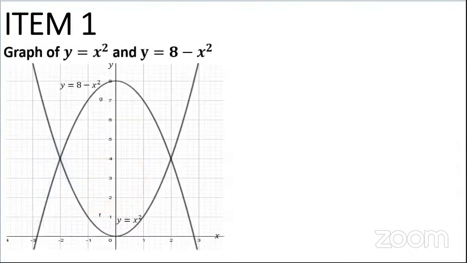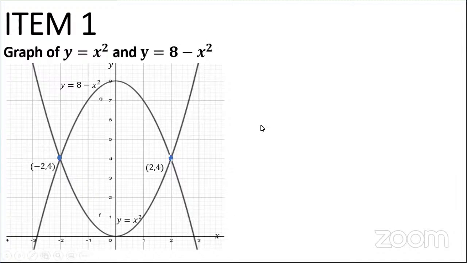So here, given the graph of y equals x squared and y equals 8 minus x squared, ito yung graph na ito. And then we find the intersection points. So we have intersection points at negative 2, 4, and 2, 4. Now, tingnan natin.